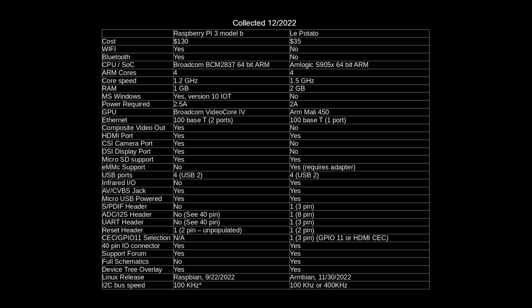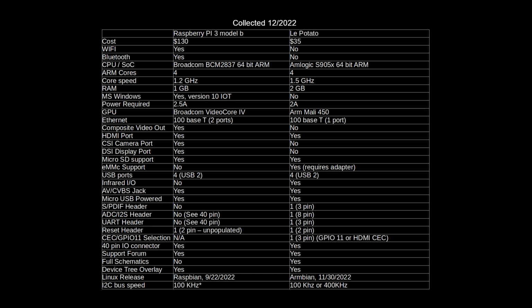The CPU system on chip: the Pi 3 uses Broadcom, Le Potato uses Amlogic. Both have 4-core CPUs. Core speed's about 300 MHz higher for Le Potato, and twice as much RAM for Le Potato. The Pi does have a version of Windows that runs on it, version 10 IoT, or Internet of Things. That could be a big deal for some people. Power required: 2.5 amps for the Pi 3 and 2 amps for the Potato.